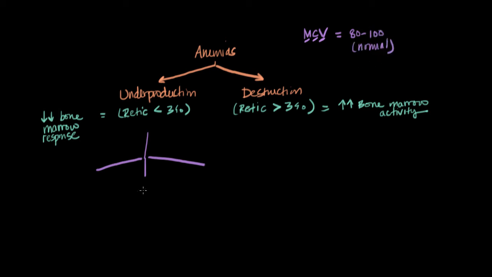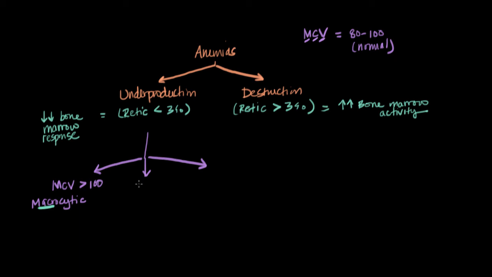Now, the underproduction anemias can be subclassified into anemias where the red blood cells are larger than normal, are smaller than normal, and are of normal size. Okay, so let's talk about the first group, where the red blood cells are larger than normal. So in that case, the MCV would be greater than 100, right? Because 100 is the upper limit of normal. And these anemias are called the macrocytic anemias, where macro means large and cytic means cell. So these are large red blood cell anemias.